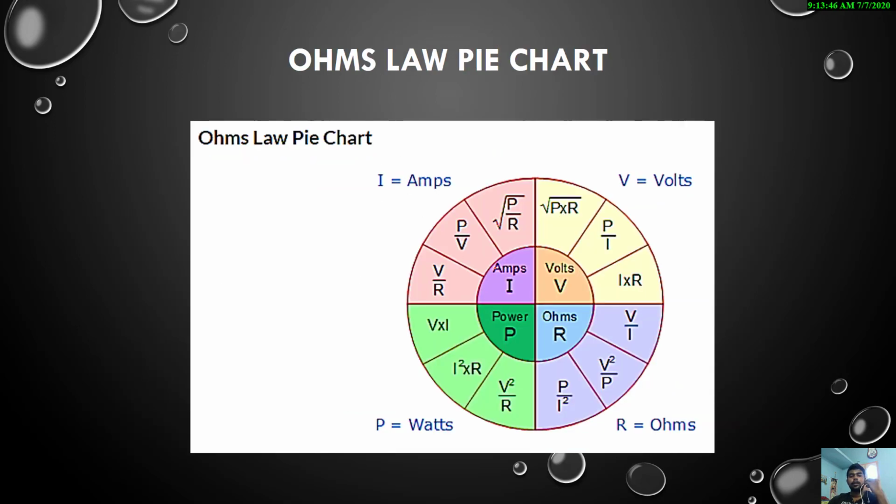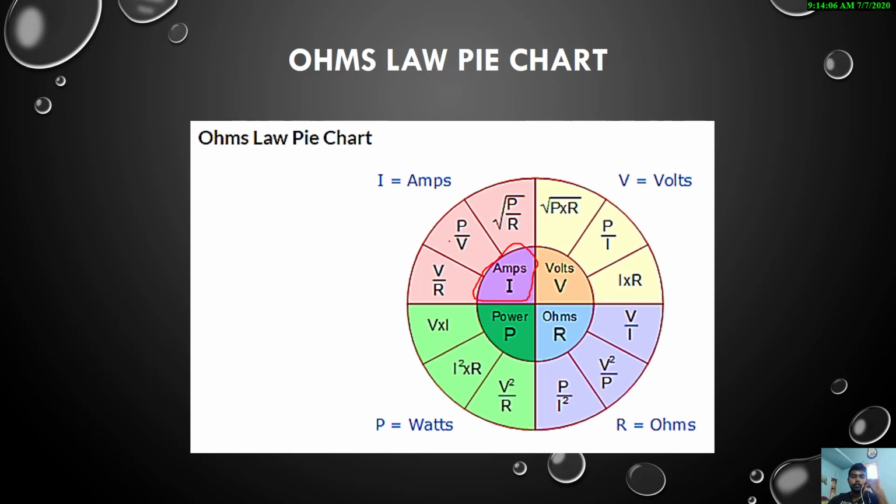This is a pie chart. Here we can easily find the formulas, that is, formulas for finding current. If the unknown is current, and the known values given in the problem are voltage and resistance, we can use the formula I is equal to V by R.